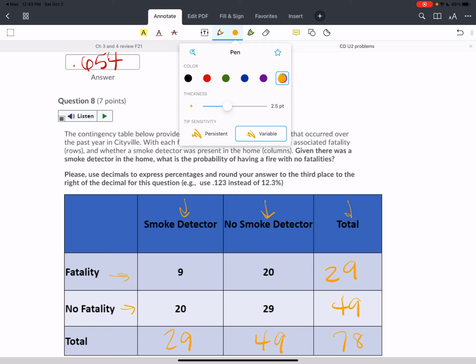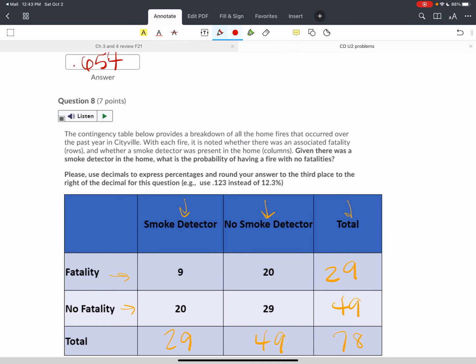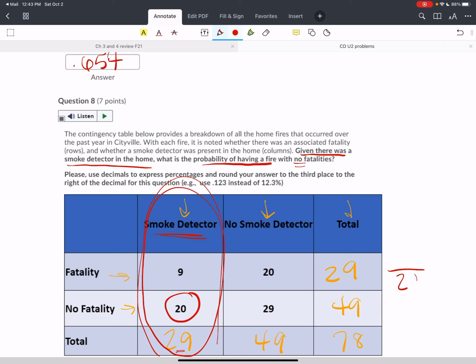All right, so now we're looking, given that there was a smoke detector in the home. That means, you guys, we are only looking at this first column here with a smoke detector. So given that there was a smoke detector in the home, what's the probability of having a fire with no fatalities, which is the 20? Okay, so the total number of houses that had a fire with a smoke detector were 29. The total that had no fatalities were 20. Again, my numbers for this example. And so the answer here is 0.690.